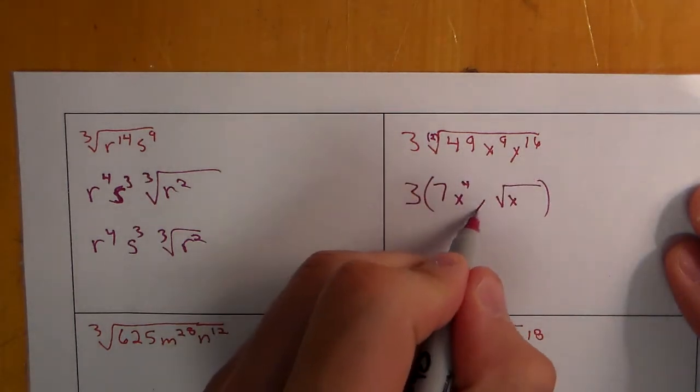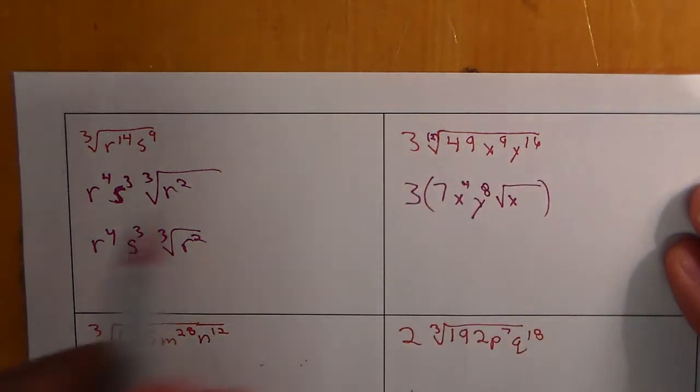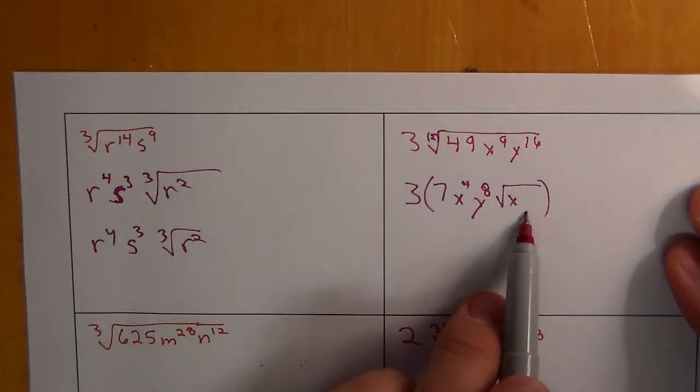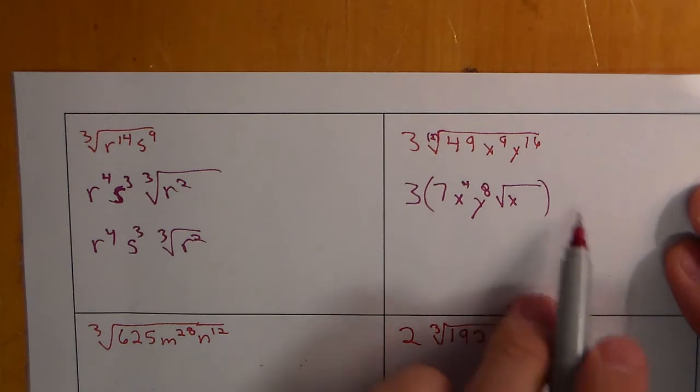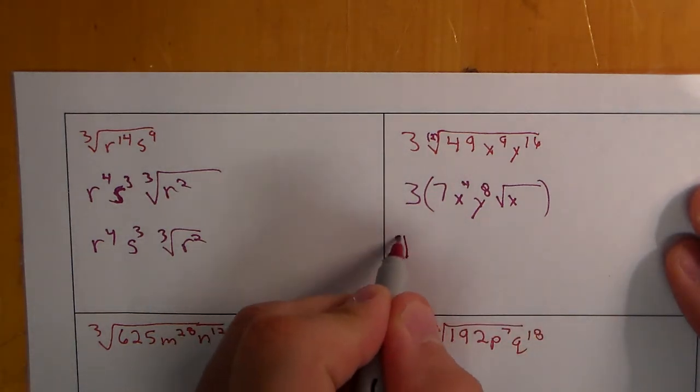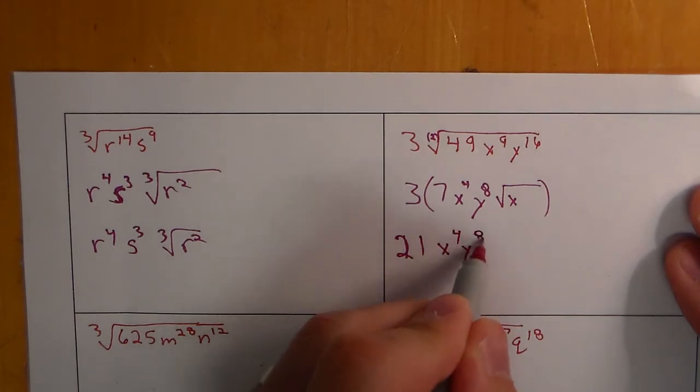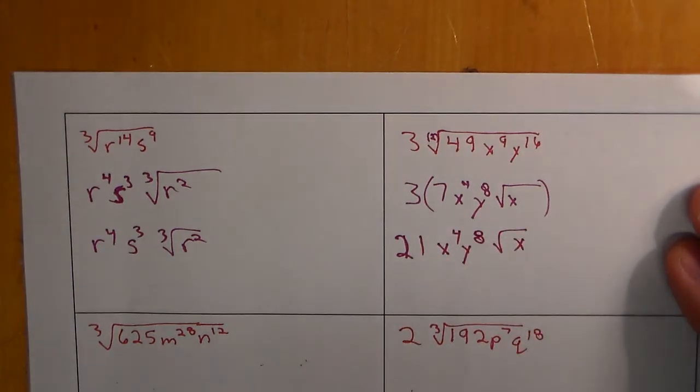16 divided by 2 is 8, so we have 8 coming out. So that's 8 sets of 2 gives us again 16. No y's left inside the radical, they're all gone. Now we put it together and we go 21, 3 times 7, x to the 4th, y to the 8th, square root x.